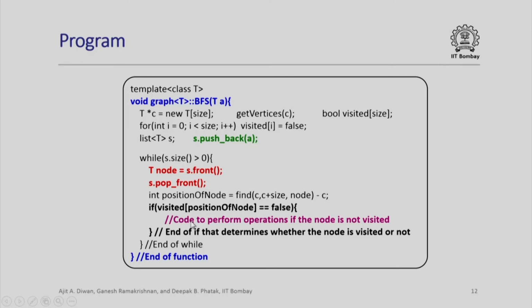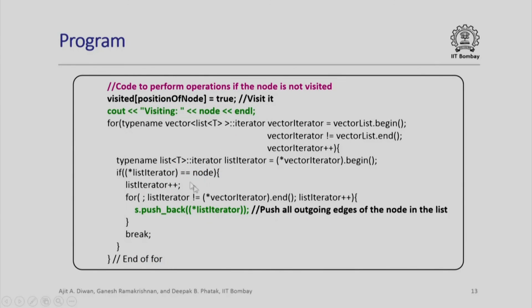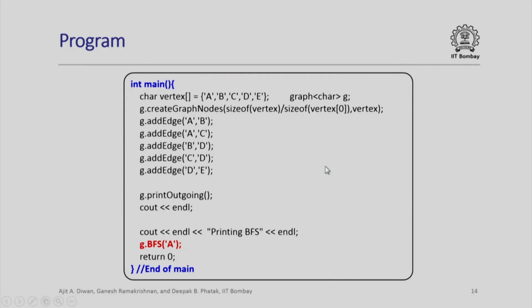After we do this, if visited is false, we still have to write code to perform operations if the node is not visited. So, let us look at this code. In this code, we are doing exactly the same thing that we did earlier. The push back will automatically do the same pushing back that we had done earlier, pushing all the outgoing edges of the node in the list. Let us look at the main program. The only difference in the main program is that instead of calling DFS, we are calling BFS.